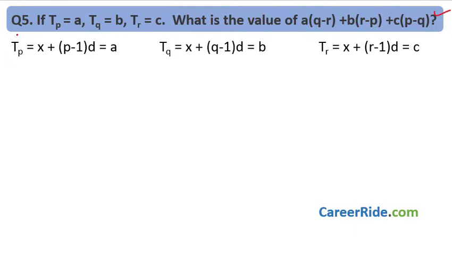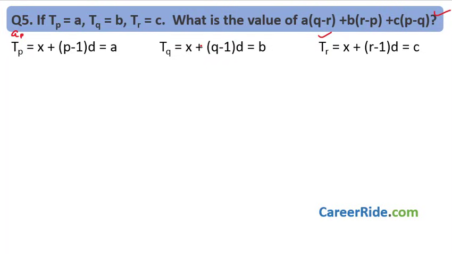Now till now, whenever we wanted to write the pth term, we wrote it as AP, but in certain papers, in certain questions, you may also come across TP, right? T here denotes term, P denotes pth. So pth term, okay? TQ here means the qth term. TR here means the rth term, okay?